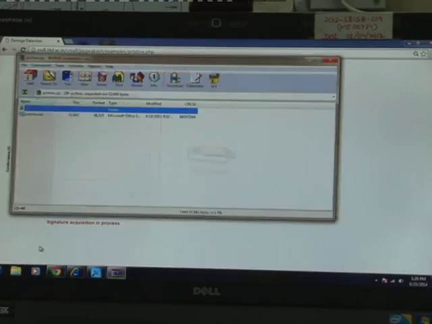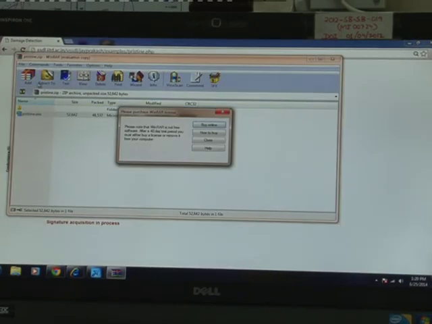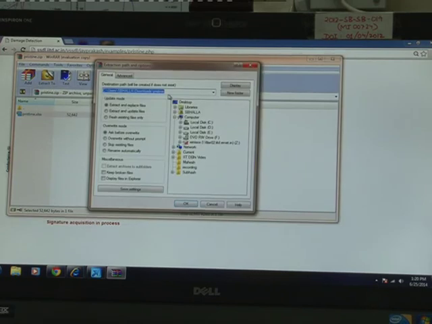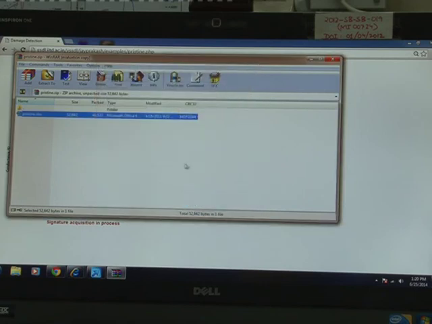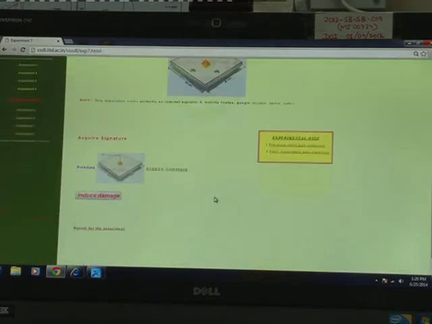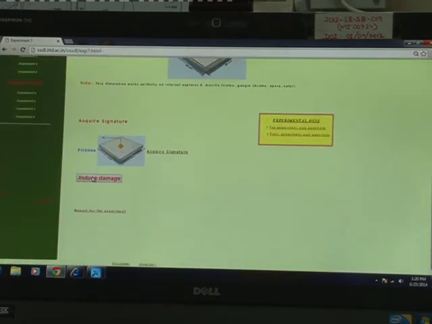He can save this file anywhere he wants to save. He can choose the path and click this button, next experiment. And next step, he will induce the damage.